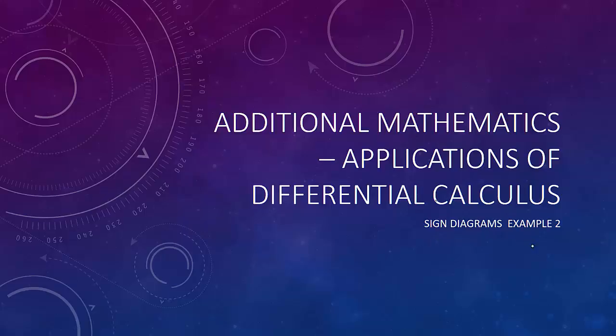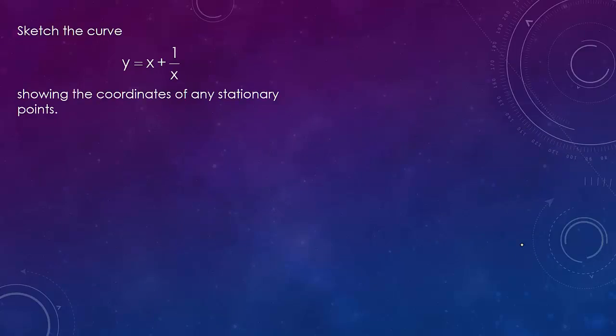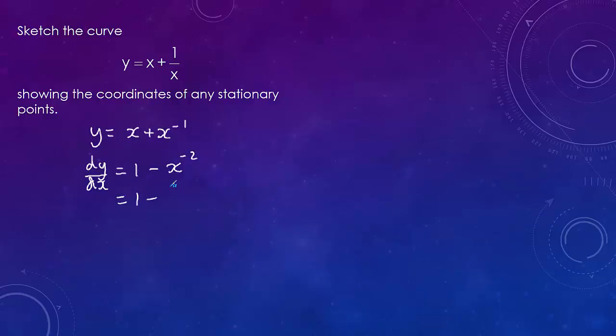Sign diagrams example 2. We want to sketch the curve y equals x plus 1 over x, showing the coordinates of any stationary points. So y is equal to x plus x to the negative 1, so dy/dx is going to be 1 take away x to the negative 2, or 1 take away 1 over x squared. Now we're interested in that being 0.